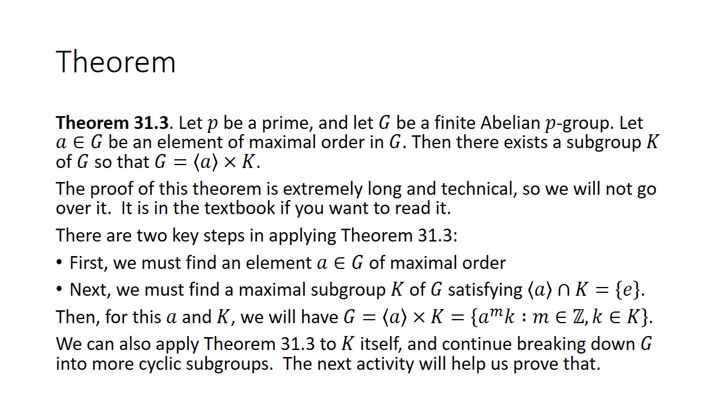There are two key steps in applying this theorem. Firstly, you have to find an element that is of maximal order, and then you need to find a maximal subgroup K of G that satisfies this condition right here. The cyclic subgroup generated by a and K have to have an intersection that is just the identity element. That's one of the conditions for doing an internal direct product. And once you have that a and that K, then G is going to be equal to this internal direct product. Just to remind you, the elements of that are going to look like this: a to the m is coming from the cyclic subgroup generated by a, and then little k is coming from big K.